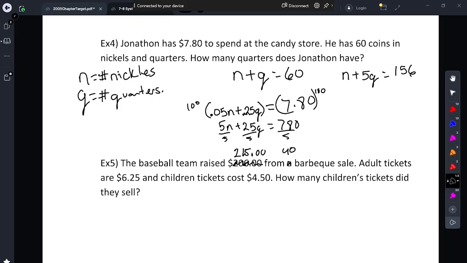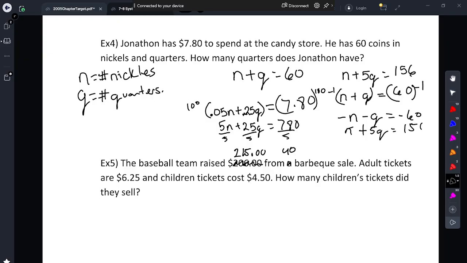And my second equation was N plus Q equals 60. Now, which method would be the smartest to use here? Definitely elimination. What should I do? You could multiply Q by 5, or negative 5, but why don't I just negatize one of them and the N's will go away? So I guess I'll negatize this one, yeah? And what do I get? Negative N minus Q equals negative 60. And I get N plus 5Q equals 156.